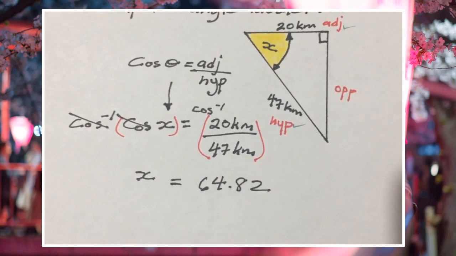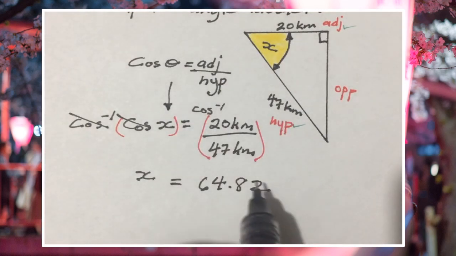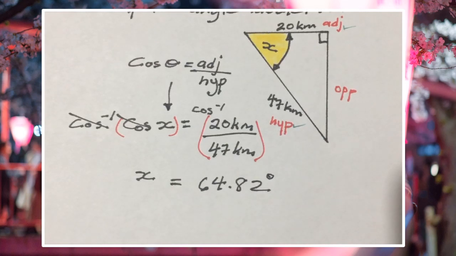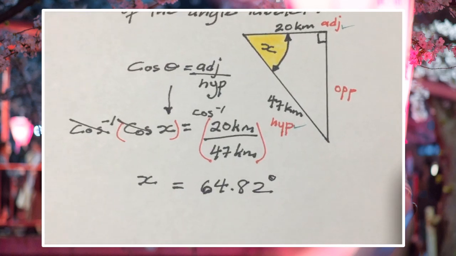64.82. And remember, we're dealing with an angle. Angles are measured in degrees. And that's it. That's all. You see how easy it is?